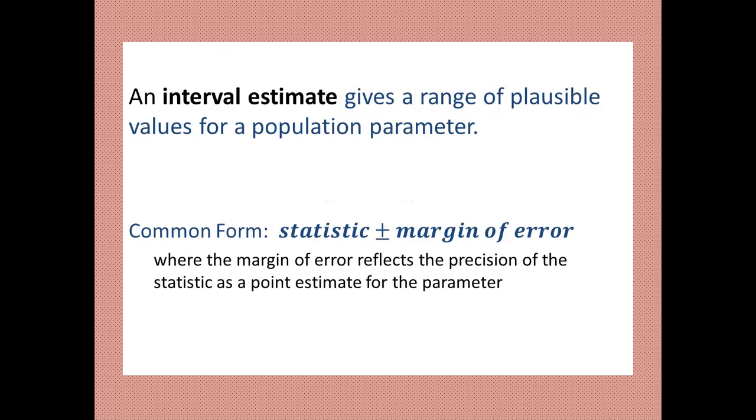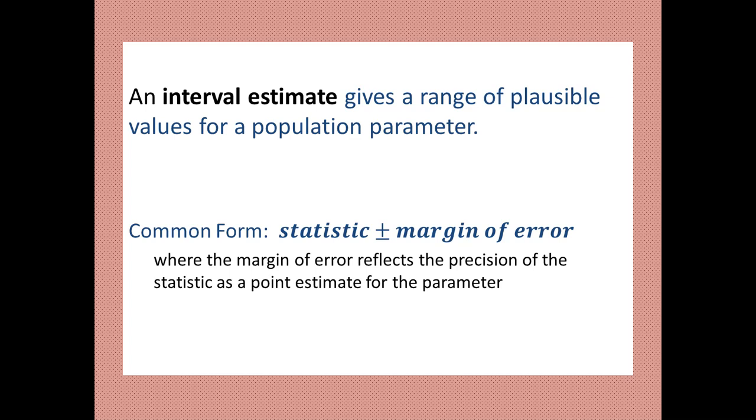An interval estimate gives a range of plausible values for a parameter, and it incorporates the point estimate. In the common form, the statistic is the point estimate, and it would be that plus or minus the margin of error to end up with an interval estimate. The margin of error is a new concept. That's not what showed up in section 3.1. In section 3.1, we had the standard error. The standard error is part of the computation to get a margin of error. That will show up later in this section.